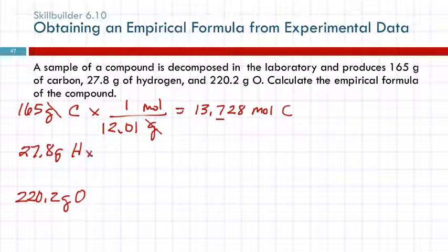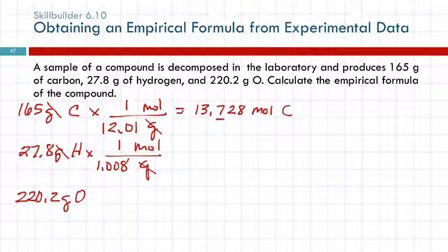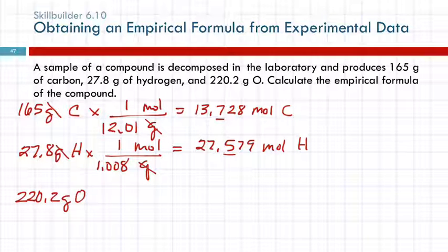For hydrogen, again, I multiply by moles, divide by grams. The units are telling us what to do. I find the molar mass of hydrogen on the periodic table. So I've got 27.8 divided by 1.008. So this equals 27.5, 2 extra digits, moles of hydrogen.